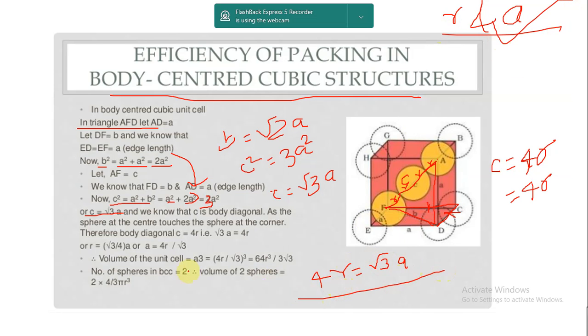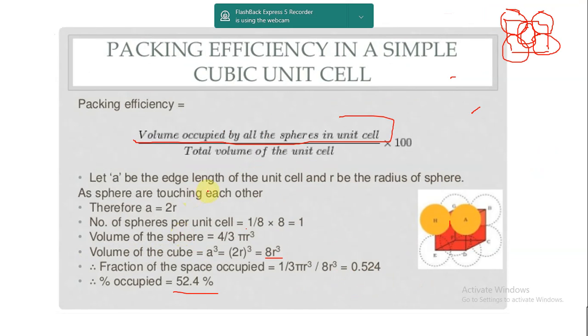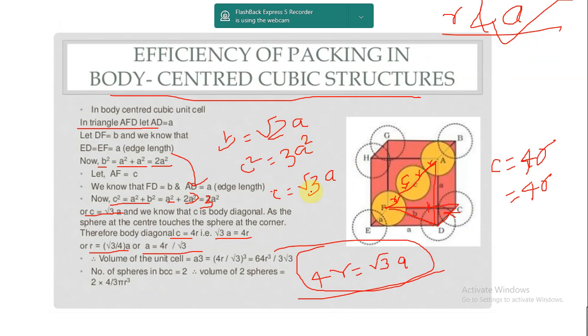So now we will find out the packing efficiency. Therefore C equals 4R, root 3 A equals 4R, this we found out. Or R equals root 3 by 4 A, or A equals 4R upon root 3. Now the packing efficiency, what is the formula? Volume occupied by all the spheres in the unit cell upon total volume of the unit cell. How many spheres are there? There were 2 spheres. So the number of spheres in BCC is 2.